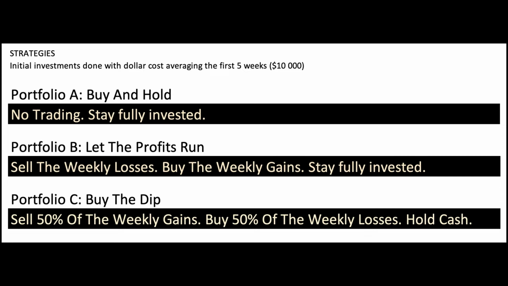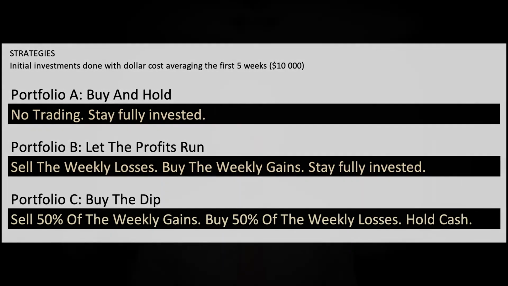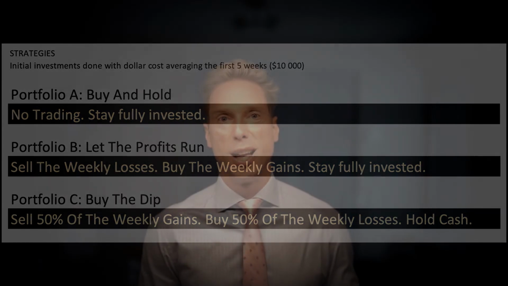We have 3 portfolios, 3 different strategies, and we're going to do dollar cost averaging, which means that we're investing 10,000 the first 5 weeks, and from there on, 2 of those strategies you stay fully invested, and the last one you don't. So the first strategy is very simple: buy and hold. Something a lot of people are unable to do, especially if you're following the financial markets. You don't always have the discipline to do that.